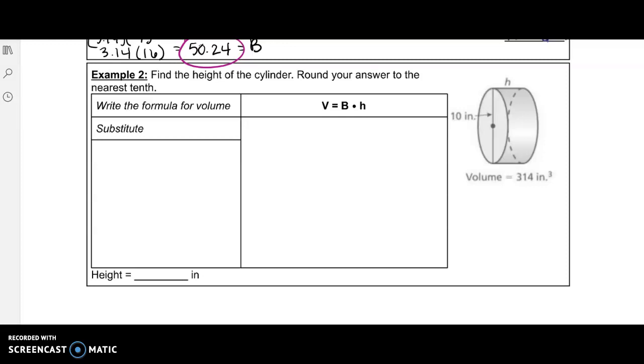Right, example 2. Find the height of the cylinder. Round your answer to the nearest tenth. So we're going to use the same formula that we've been using. Volume equals the area of the base times the height. The only difference is this time we don't have a height.